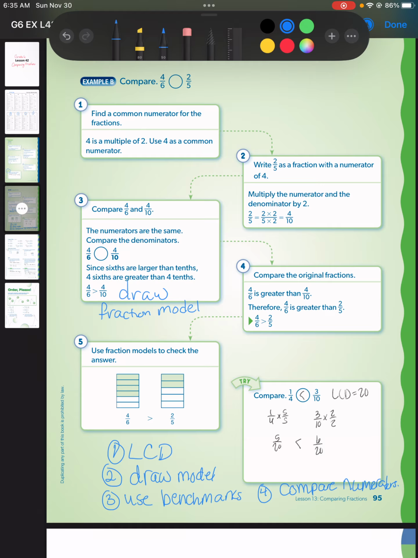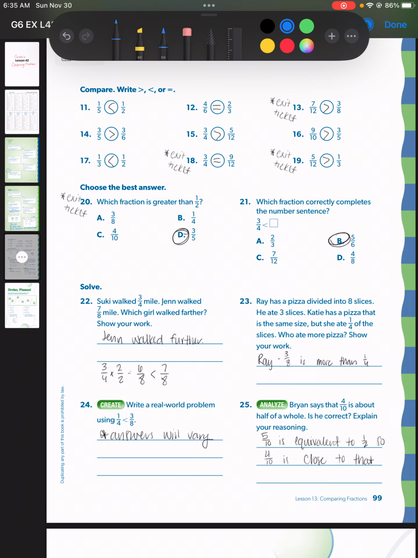So allow students to use the strategy that they feel most comfortable with in order to find the answer. Obviously, the most efficient strategy will likely be finding the least common denominator. But for a student, some might draw models faster, some might be able to use benchmarks, so allow them to choose the strategy that works best for them so that they can jump into the practice.